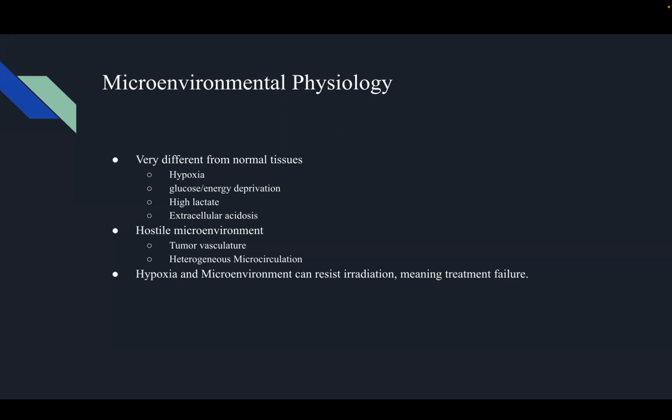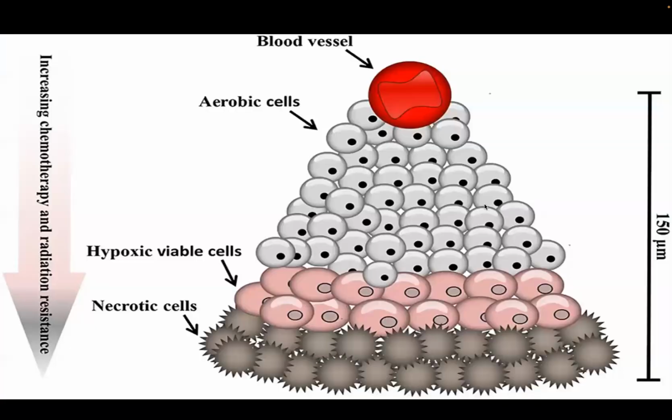So it does tend to require a different approach, and it does tend to require you to think outside of the box. If we're looking at this, you can see a blood vessel at the top, and then you have normal aerobic cells. Under that, you do have hypoxic viable cells, which are going to be lacking oxygen. And at the bottom, you have necrotic or dying or dead cells. As you move down this, you see that as we get further and further away from healthy blood vessels and healthy cells, you are going to see increasing chemotherapy and radiation resistance.